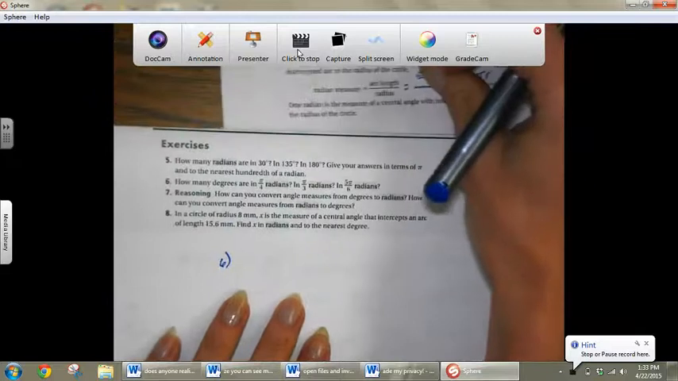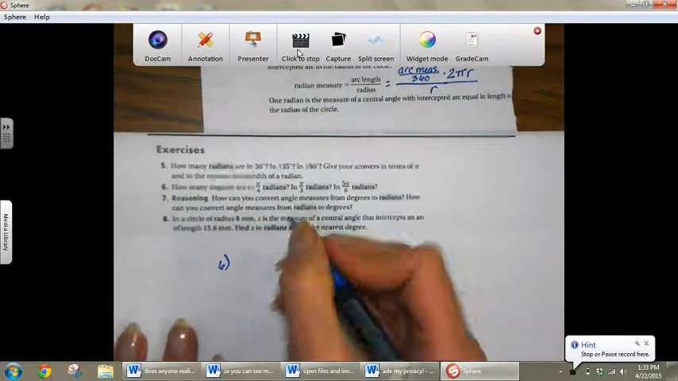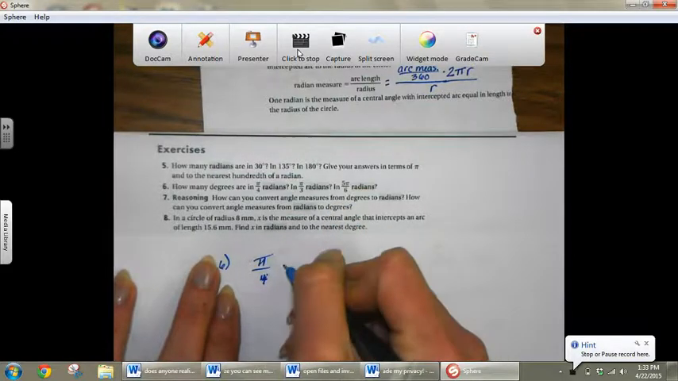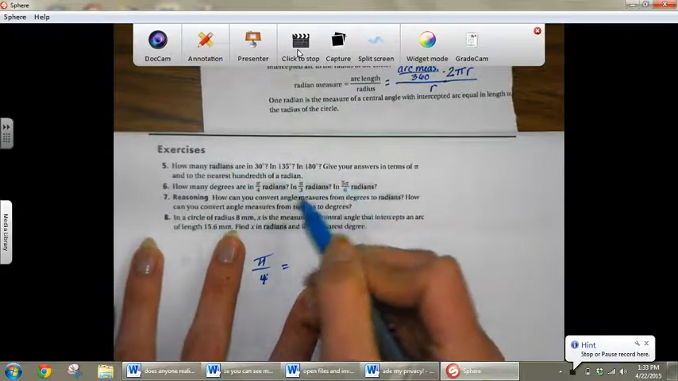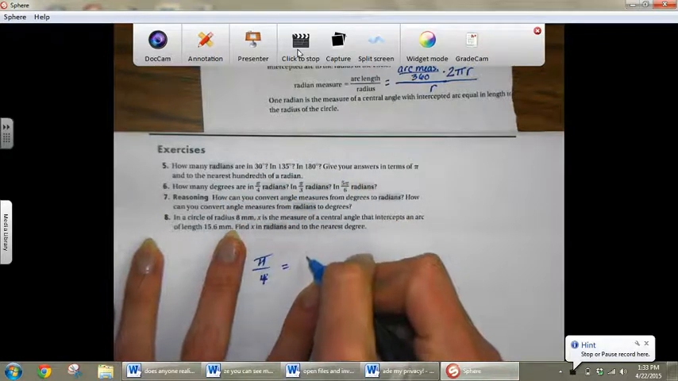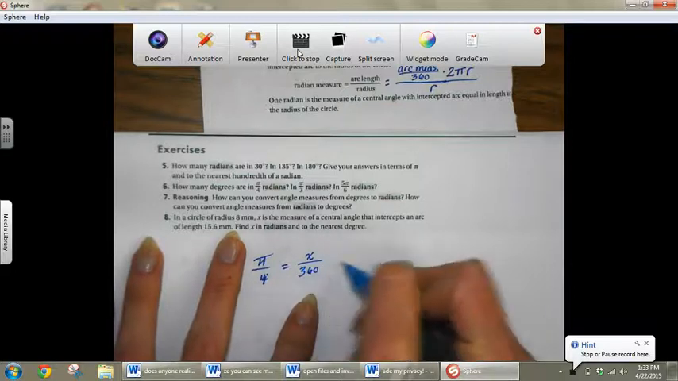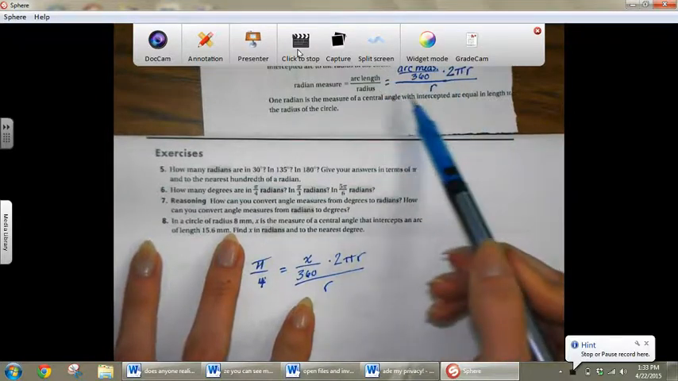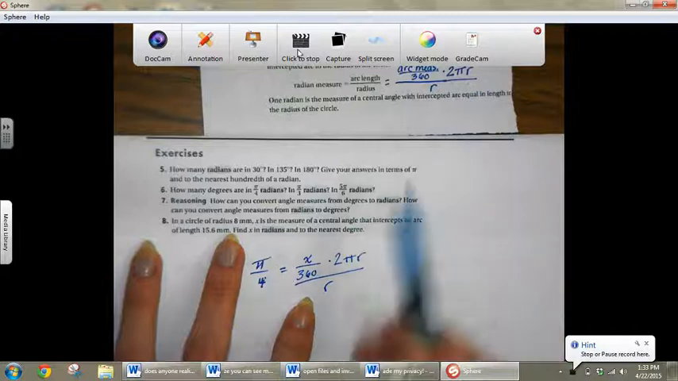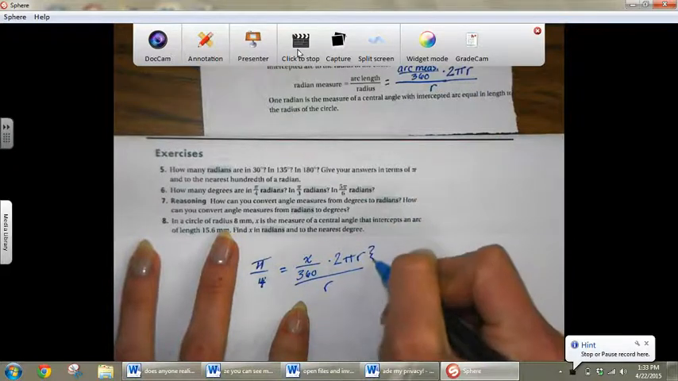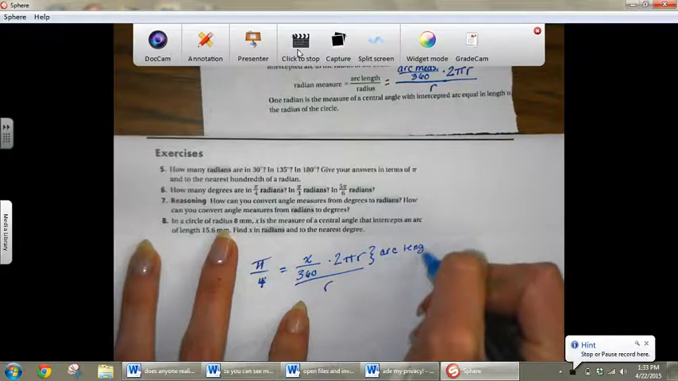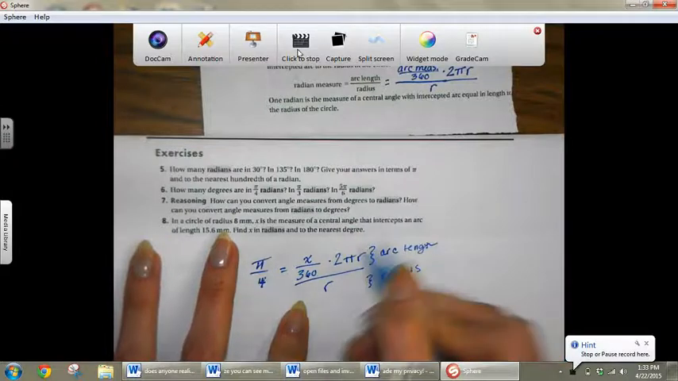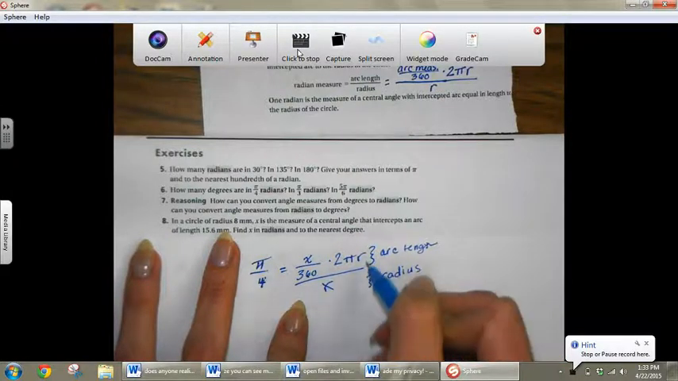So I can say that pi over 4 radians is going to be equal to arc measure. Isn't that what I'm trying to find? Degrees. So arc measure is going to be my x over 360 times 2 pi r over r. I'm just using this formula right here. All this stuff here is arc length, and this stuff down here is just the radius. What's lovely here is that since I used the radius twice, this will end up canceling out.